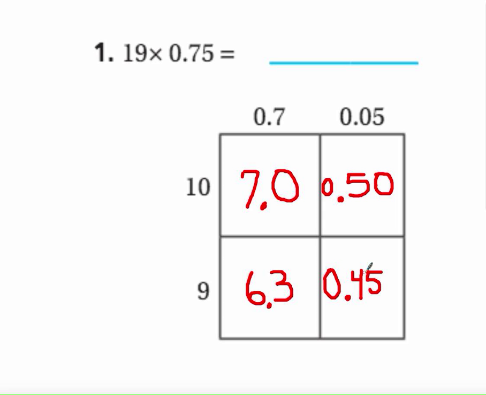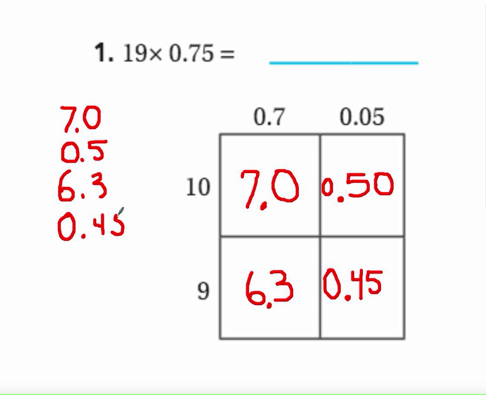Okay, now once the boxes are filled, all I have to do is add them, and I got to make sure I line my decimals up. So I have 7.0. I have 0.5. If you want to put the extra 0, that's fine. I have 6.3. And I have 0.45. Now, since I have a hundredths in this one, don't I need to put zeros up here? Yeah. Get them all the same length. Now we can add them up.